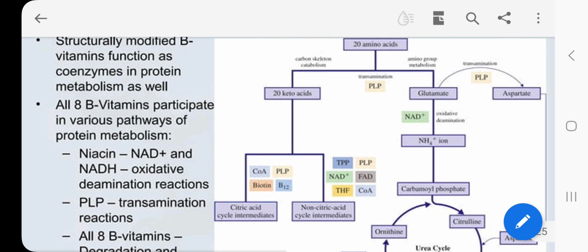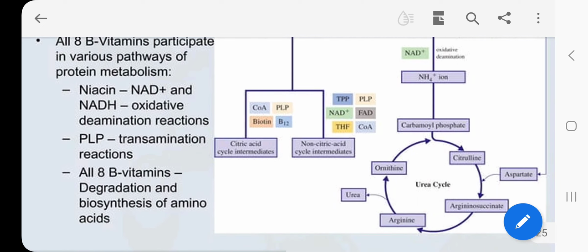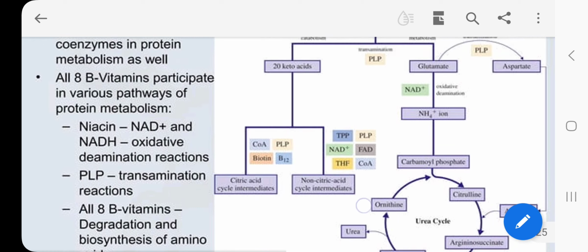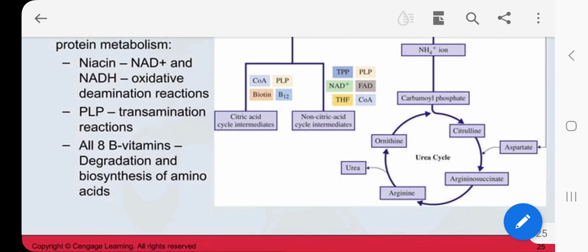For carbon skeleton catabolism, meron tayong formation ng non-citric acid cycle intermediates, and these ones can go either to the citric acid cycle or non-citric acid cycle. So that's all. I hope you do good in your exams.